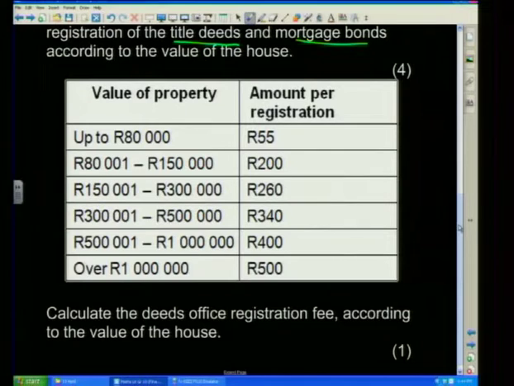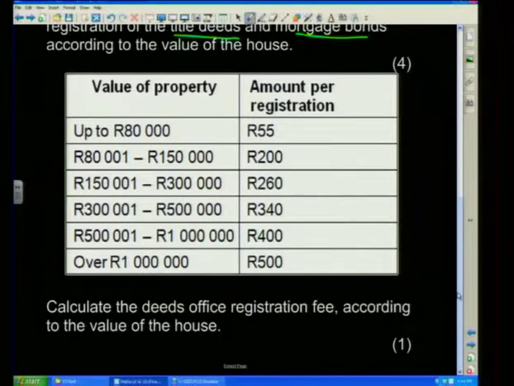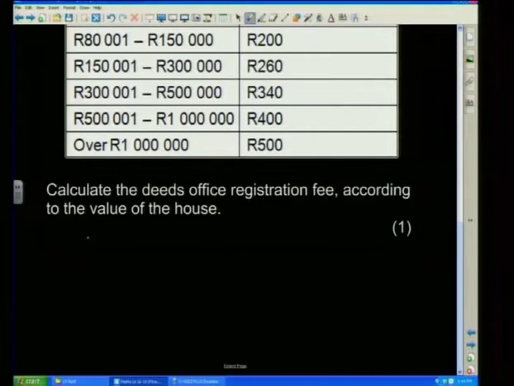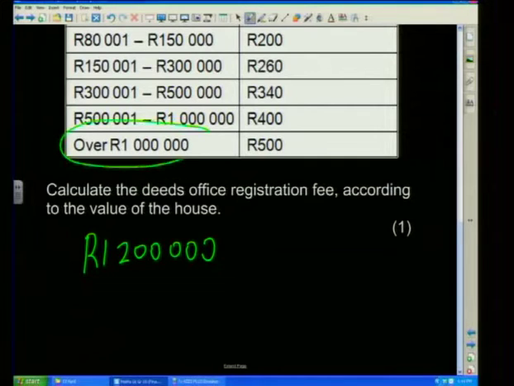Right. Calculate the deeds office registration fee according to the value of Mr. Williams' house. So he was paying for the house 1.2 million. So his house was 1.2 million, 1,200,000. So we need to find it in our table. We find it there. So what are we going to do? We're only going to look at that block.